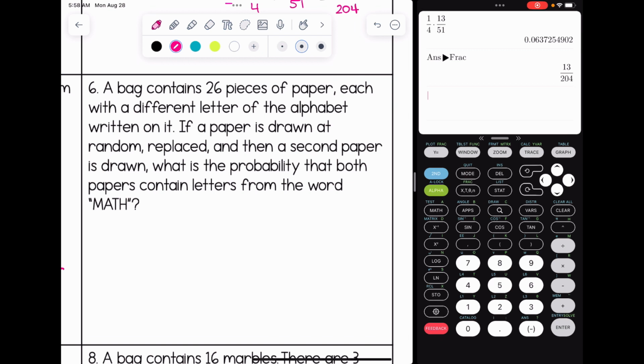Number 6, a bag contains 26 pieces of paper, each with a different letter of the alphabet written on it. If a paper is drawn at random, replaced, and then a second paper is drawn, what is the probability that both papers contain letters from the word math? All right, so we want a letter from the word math. Okay, so letter from math. And I'll put here, we also want a second letter from math.